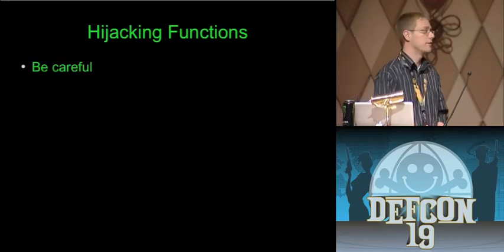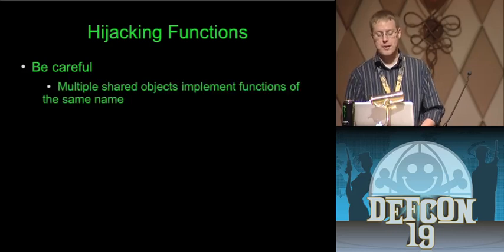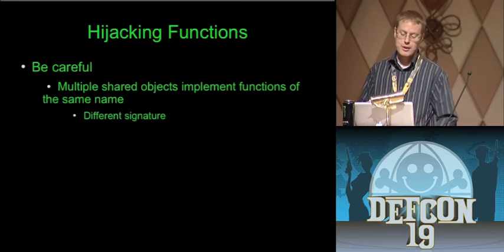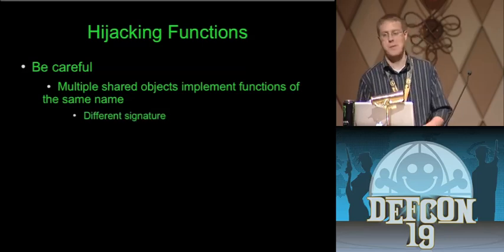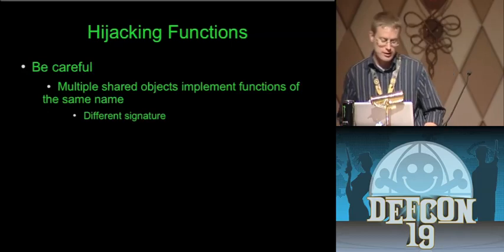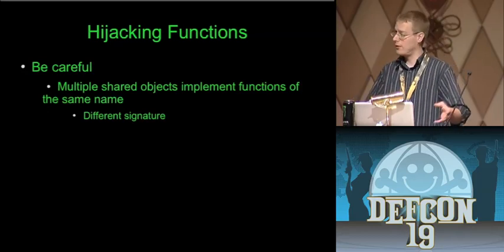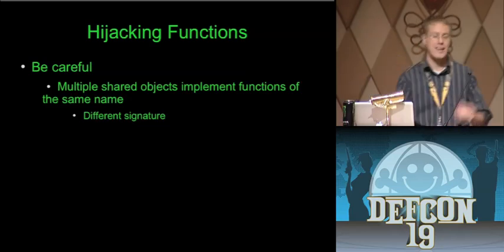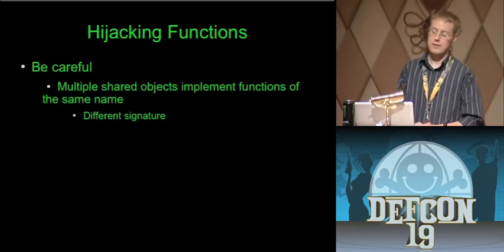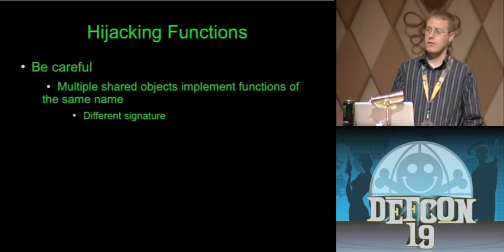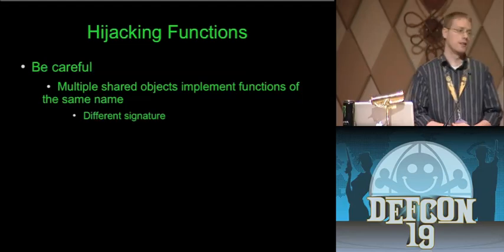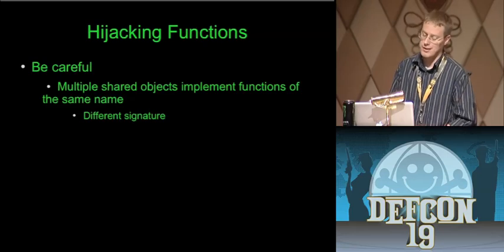But when you're hijacking functions, be careful, because multiple shared objects can implement functions of the same name, even though they may have different signatures. So let's say Apache was hysterically written in ugly C++, and it used libc as well. So it uses libc++ and libc. And let's say libc++ implemented printf, and libc implemented printf as well. So we have two library functions that implemented printf. That is completely valid. There's no problem with that.